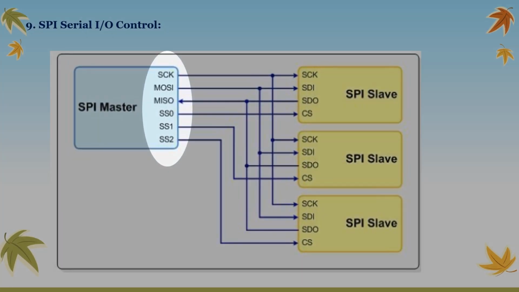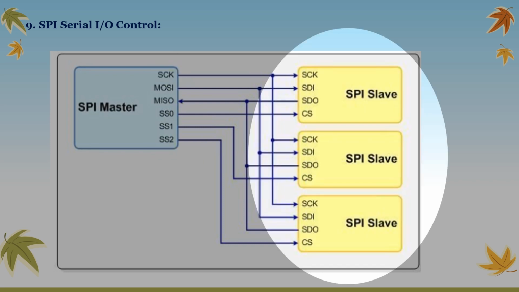The figure shows a standard SPI connection, which involves a master connected to slaves using the serial clock, SCK, master out slave in, MOSI, master in slave out, MISO, and slave select, SS, lines. The SCK, MOSI, and MISO signals can be shared by slaves, while each slave has a unique SS line.